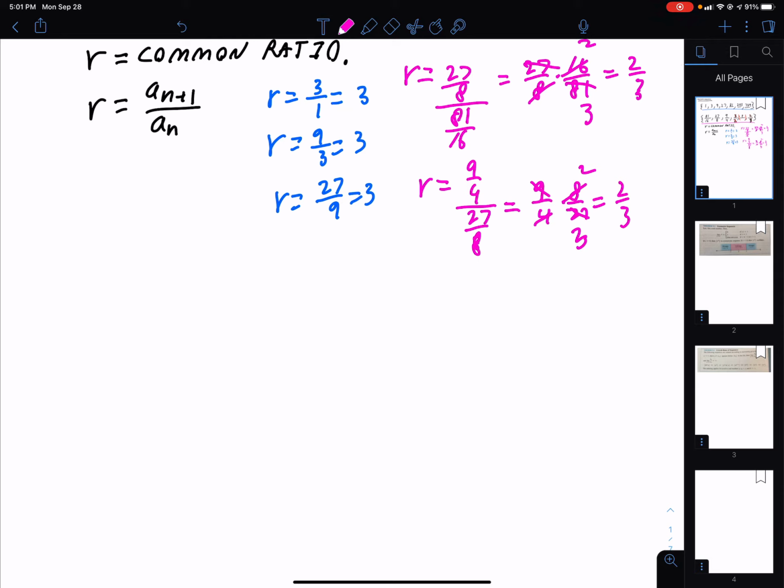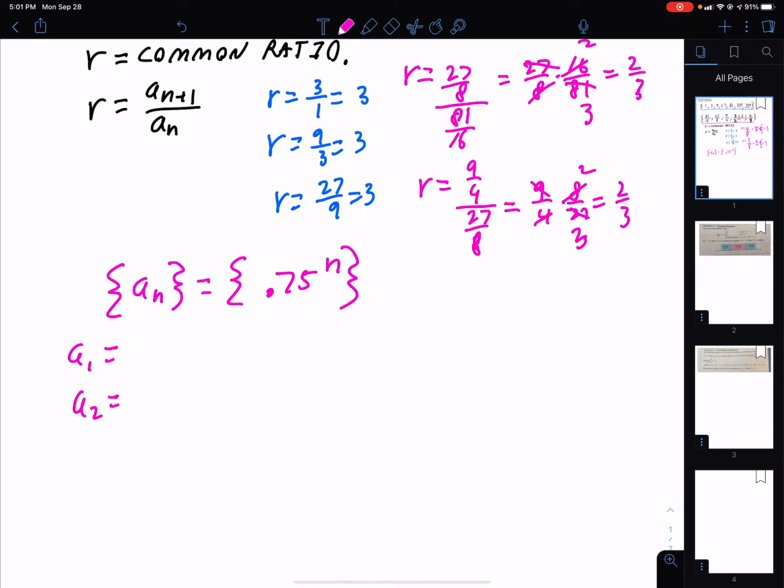So I'm going to give you a couple of sequences, and we're going to look at these and see what happens. So the first one, my sequence a sub n is going to be 0.75 to the n. So we're going to find the first few terms, a sub 1, a sub 2, a sub 3, a sub 4. Now the first one's easy. Let's plug a 1 in there, and everyone knows that's 0.75.